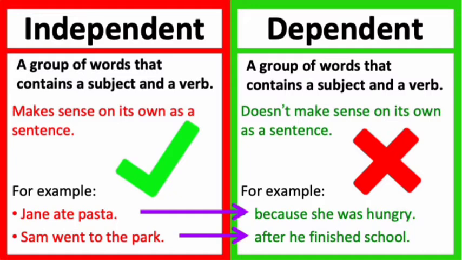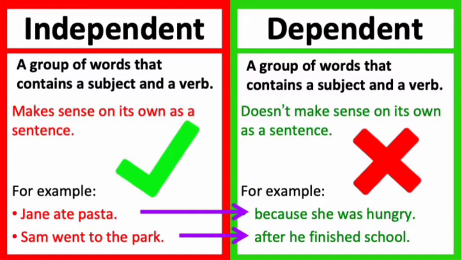It can play the role of a complete sentence, whereas the dependent clause does not make sense on its own as a sentence. It cannot stand alone as a sentence because it doesn't carry the complete meaning. So this is the basic difference between the independent as well as the dependent clause.